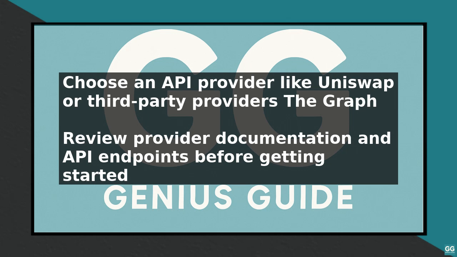desired parameters. For example, to fetch the current price of a token, you might use a request like https://api.thegraph.com/subgraphs/name/uniswap/uniswap-v2, specifying the token address and other relevant parameters.